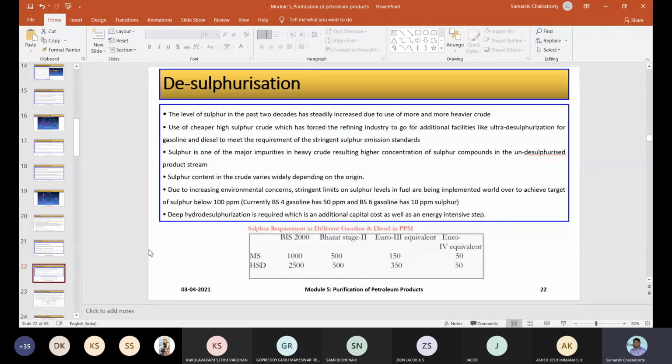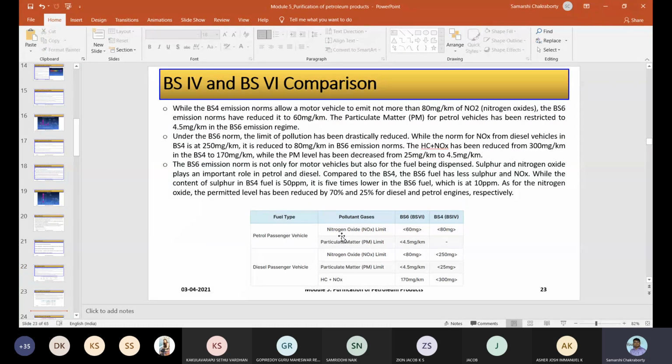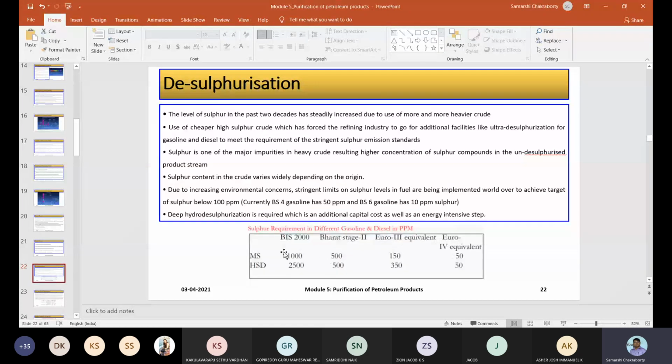So with that, let me conclude today's class. I do not have in this slide currently the information about the sulfur limitation, but you can pretty much understand that initially our sulfur threshold limit in our BS2 standard was approximately 500 ppm. Compared to that, for Euro 3 and Euro 4, you can see that the difference is way too much, almost 10 times. Euro 4 and the BS2 standard have a sulfur limitation difference of up to 10 times.